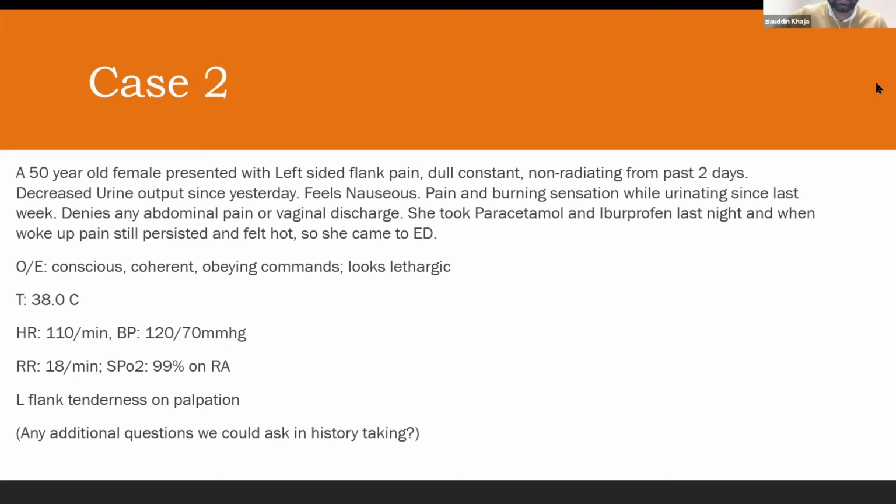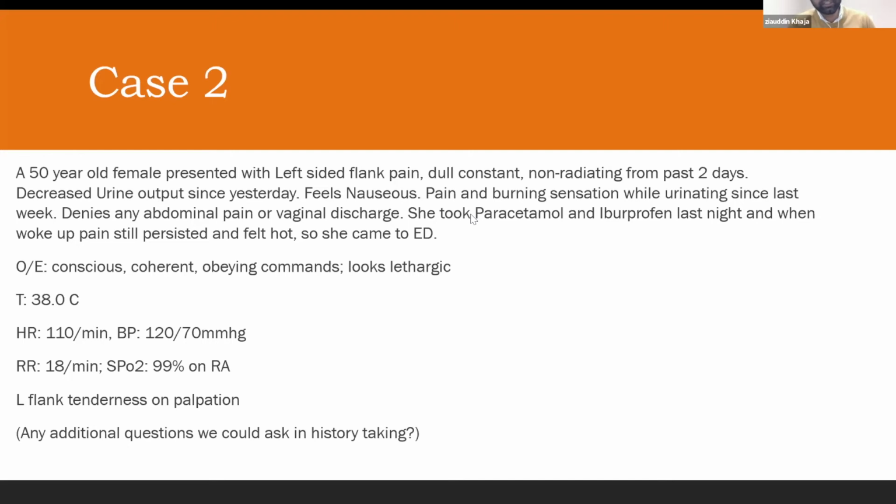So basically, it's a flank pain. I mean, belly is okay. She took paracetamol and ibuprofen last night, and when she woke up, she's still in pain. And also, she said she was feeling hot, and then she just wanted to come to ED. So basically, she had a burning sensation in urine for the past week, and then this relatively new onset left-sided flank pain.